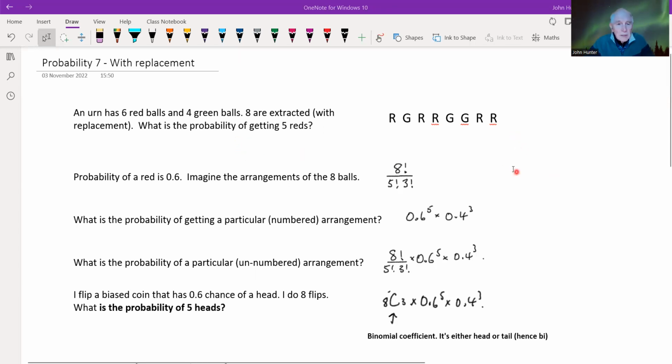So let's have a look at this example and see what that does. An urn has 6 red balls and 4 green balls. 8 are extracted with replacement. What is the probability of getting 5 reds?